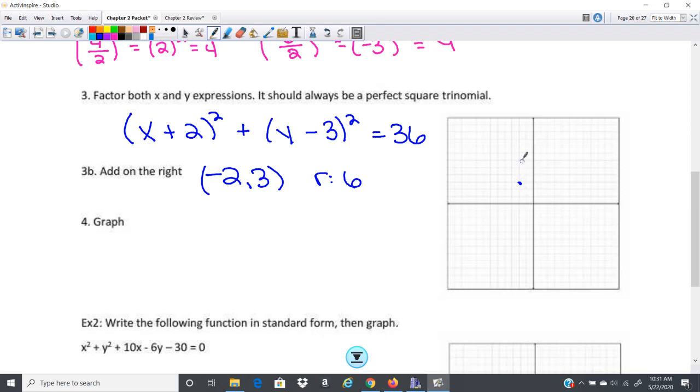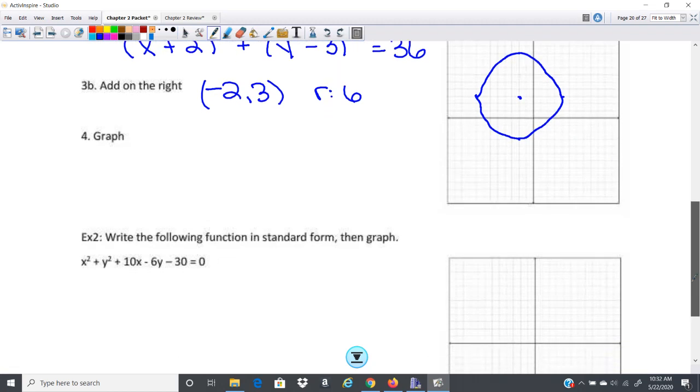1, 2, 3, 4, 5, 6. And then your circle. It's going to look something like that, but maybe not as egg-shaped.